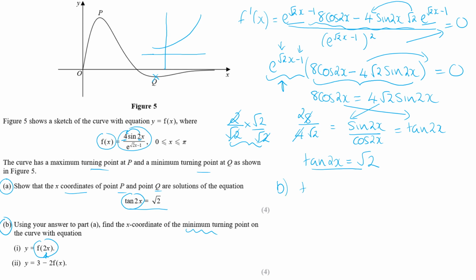So if we do tan to the minus 1 of root 2, and we have to remember that we're in radians, that will tell us what 2x is. And if you do that on your calculator, it comes out to be 0.955 or 4.0966. You get your 2 solutions.